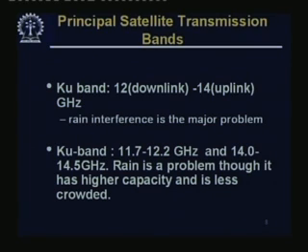Next set of transponders come in the so called Ku band. All right. So, we have seen about C band. The Ku band can accommodate a greater number of transponders, 12 on the downlink and 14 on the uplink. Rain interference is a major problem here. So, Ku band is from 11.7 to 12.2 gigahertz and 14.0 to 14.5 gigahertz. And in this band rain is a problem, though it has higher capacity and is less crowded than the C band. C band is very crowded.